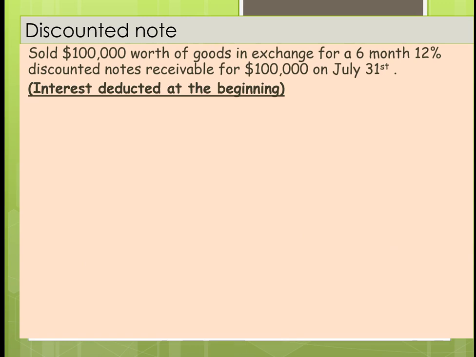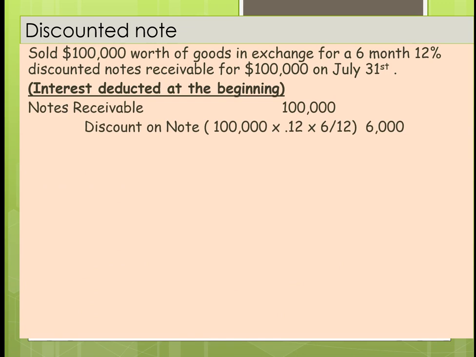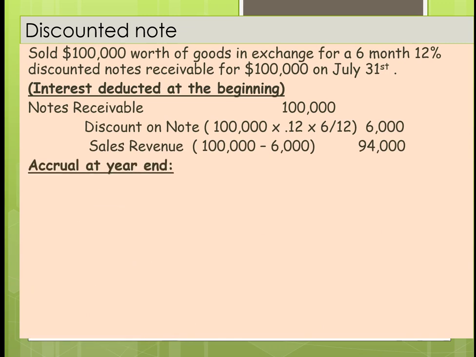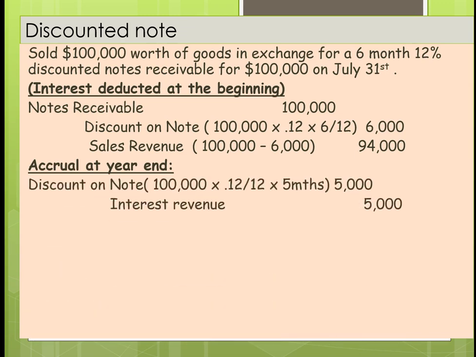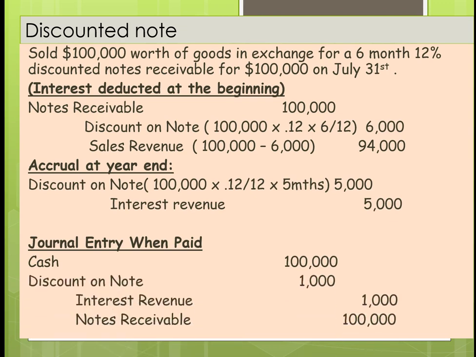Now, what if it's a discounted note? We sold $100,000 worth of goods in exchange for a 6-month 12% discounted note. Notes receivable is $100,000. Discounted notes is $6,000. Sales revenue is $94,000 because we have to account for the interest. Accrual at year end, we would go discount on notes, interest revenue, journal entry, and then we would now show our last month's interest and take our notes receivable off the books and book the cash.